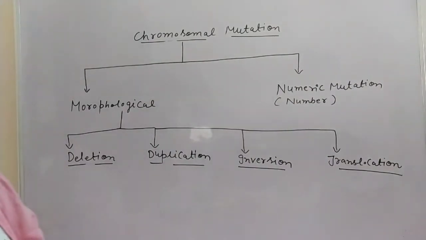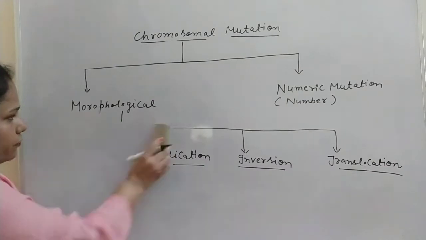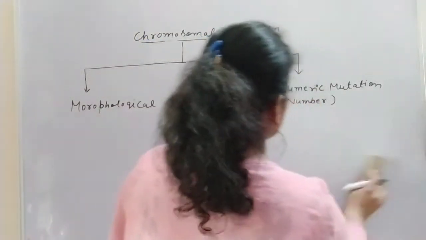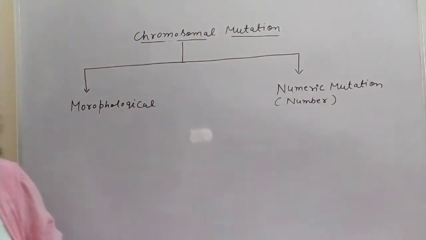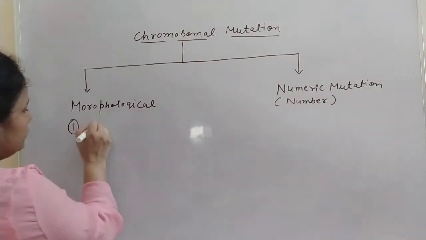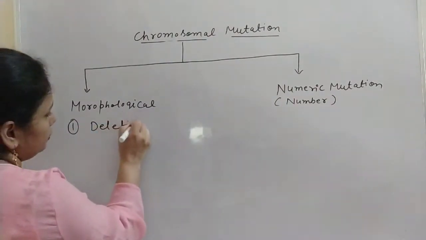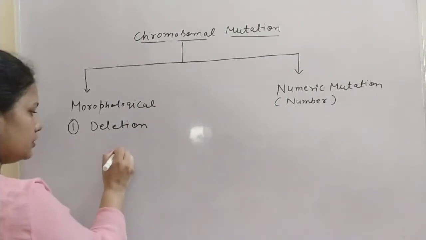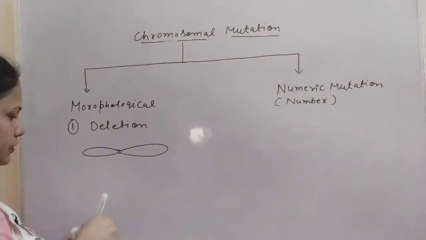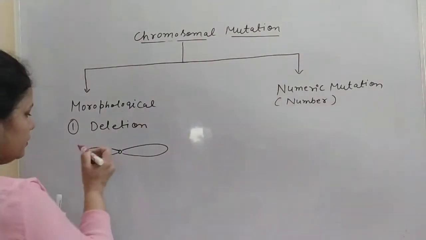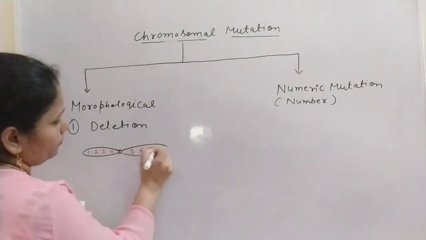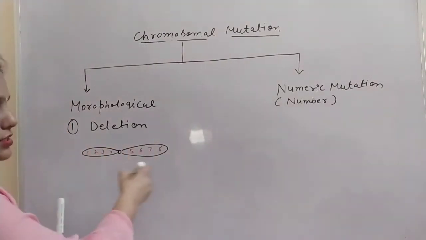So first, that is the deletion. So it is very clear from the name. Deletion means if we delete something, then we will call it deletion, means we remove it. So first, that is the deletion. Suppose here one chromosome is present, and in this chromosome the sequence is 1 2 3 4 5 6 7 8.